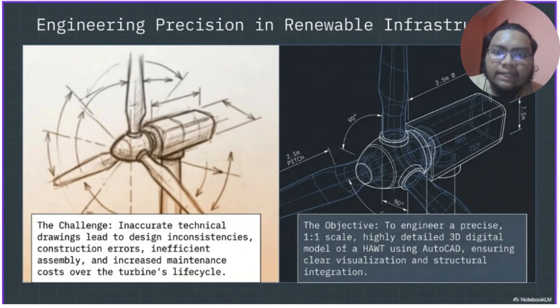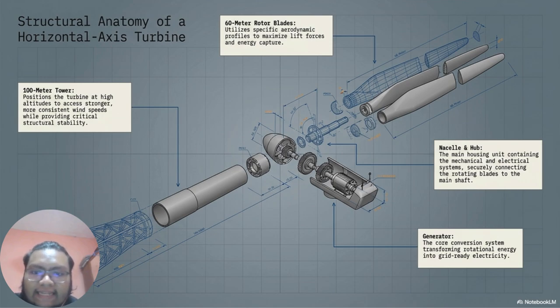Now let's break down exactly what components make up this massive structure. To understand the engineering complexity, we need to look at the structural anatomy of a standard industrial horizontal axis turbine. The exploded view highlights how critical components must seamlessly interact under extreme mechanical loads. First, the 100-meter tower. Starting at the foundation, this massive column elevates the turbine to high altitudes.